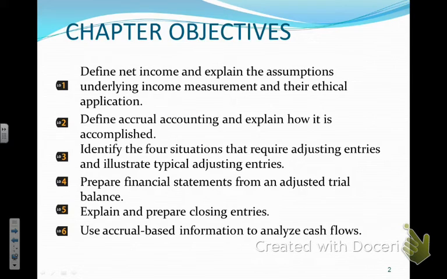Our objectives in this chapter are to, first, define net income and explain the assumptions underlying income measurement and their ethical application. We're also going to define accrual accounting in Objective 2 and explain how it is accomplished. We're going to, in Objective 3, identify the 4 situations that require adjusting entries and illustrate typical types of adjusting entries. In Objective 4, we're going to prepare financial statements from an adjusted trial balance. And 5, we're going to explain and prepare closing entries. And then lastly, we're going to look at accrual-based information and analyze cash flows.